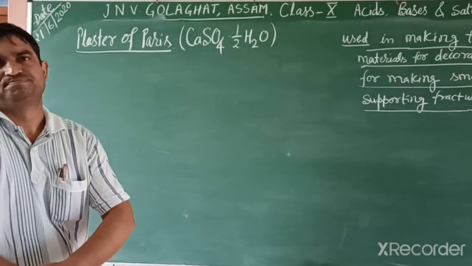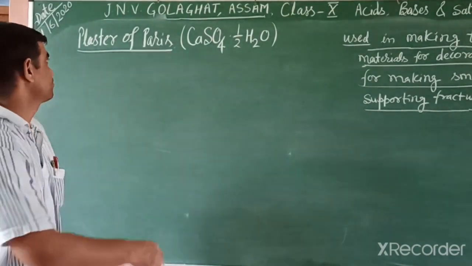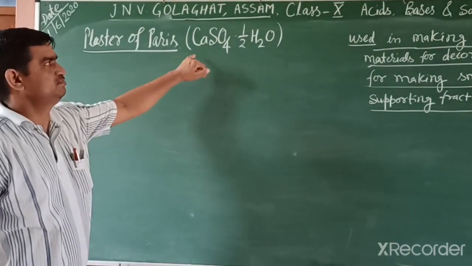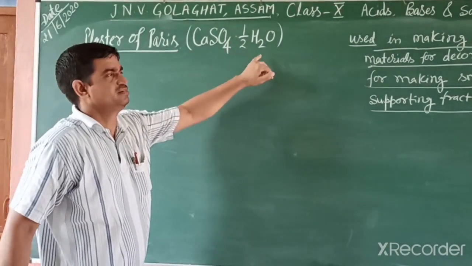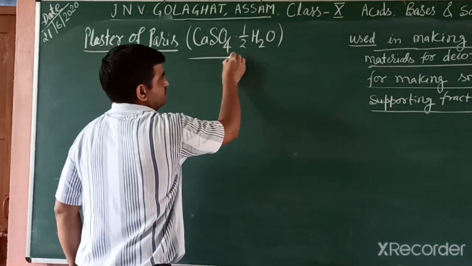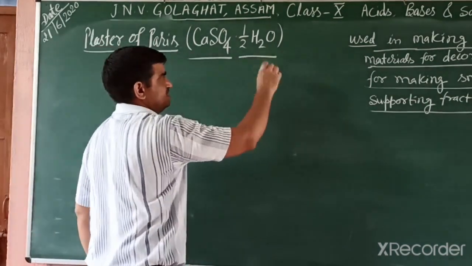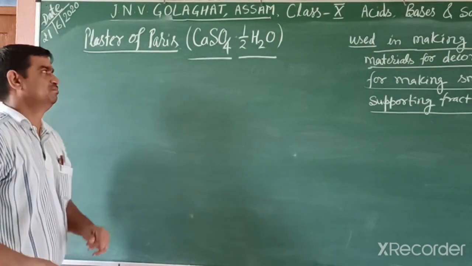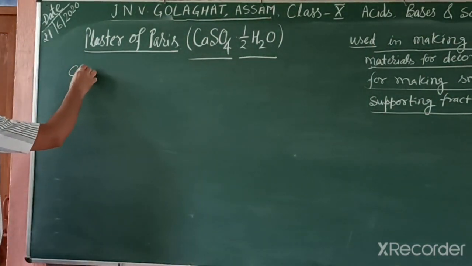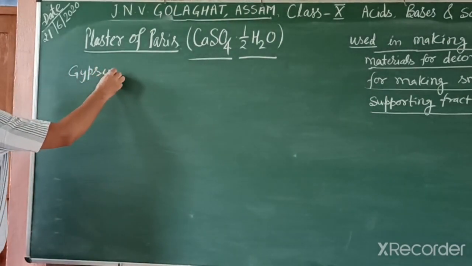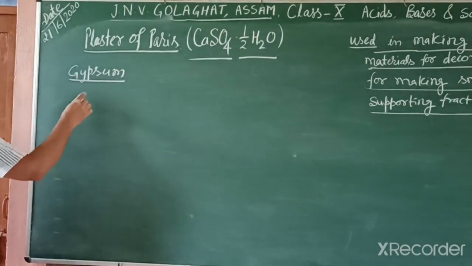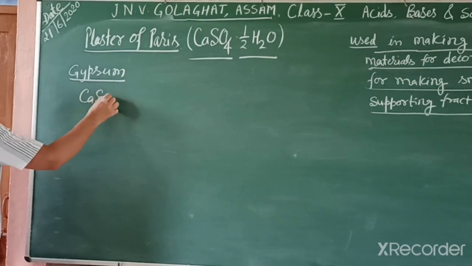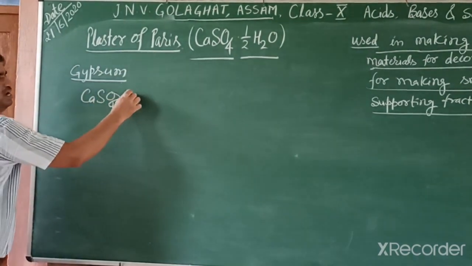Next salt is plaster of Paris. That is calcium sulfate hemihydrate. Its chemical name is calcium sulfate hemihydrate. This salt is prepared from gypsum. You know gypsum. Gypsum means calcium sulfate dihydrate.